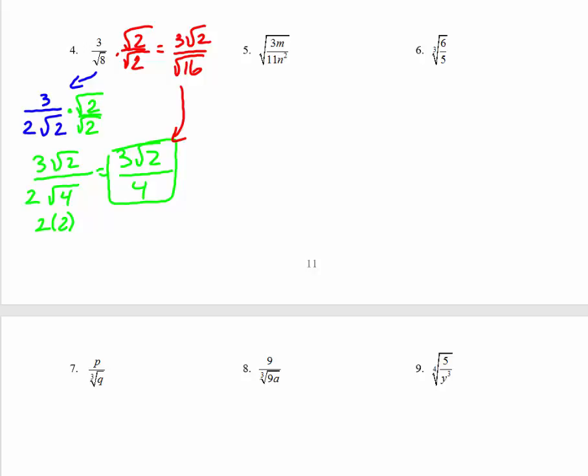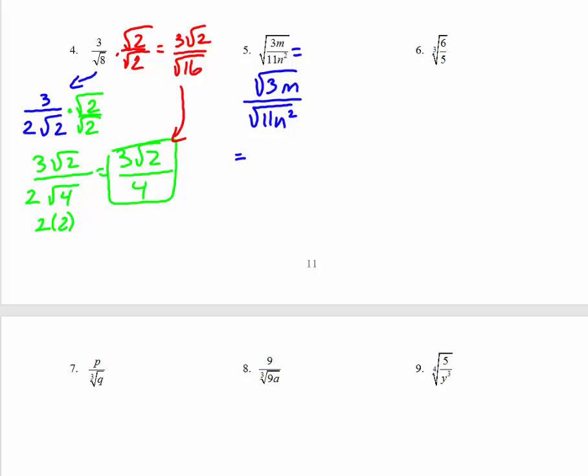Number 5, the square root of 3m over 11n squared. Underneath the same radical, we look to see if we can reduce. Nothing can be simplified, so we do need to separate into each its own radical. So we get the square root of 3m over the square root of 11n squared. So looking at the square root of 3m, nothing can come out, but in the denominator, we have 11n squared.